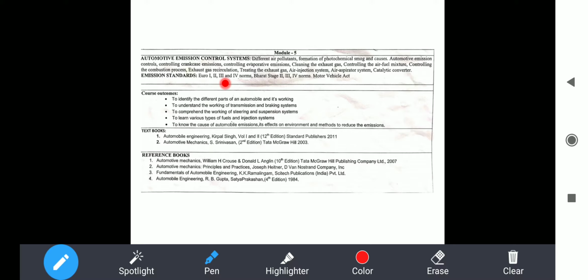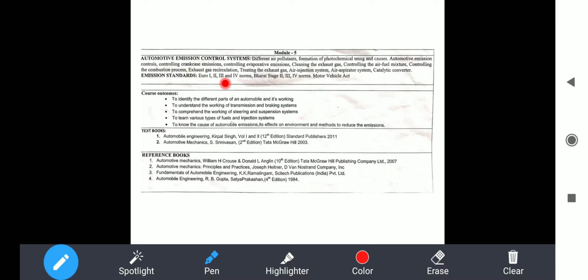Same thing is there in module number 4 and module number 5. In this you have to understand the complete automotive functions. What is a carburetor, how does it work, and the different types of carburetor. The carburetor working is the same, but in the types of carburetor they have given slight changes in module number 4. In the same way, in module number 5 also the same thing is there.